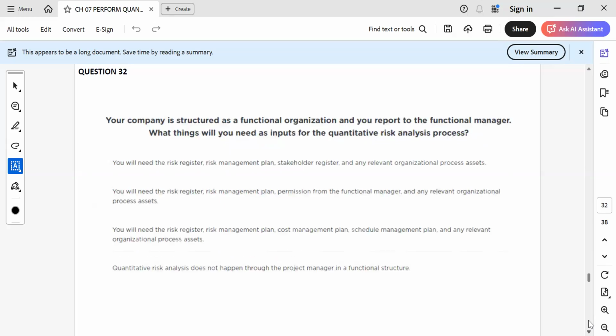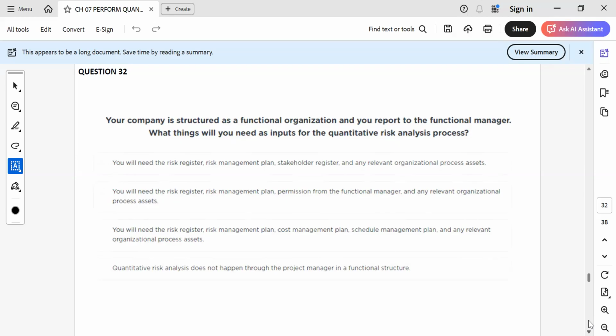Okay. 32, Arga bhai. Your company is structured as a functional organization and you report to the functional manager. What things will you need as an input for the quantitative risk analysis process? So in my understanding, the first statement is not relevant to answer this question. It is just to misguide us, right? That's okay. But sometimes the scenario or situation helps to change the answer also. So maybe directly, but we should go through the answer choices first.